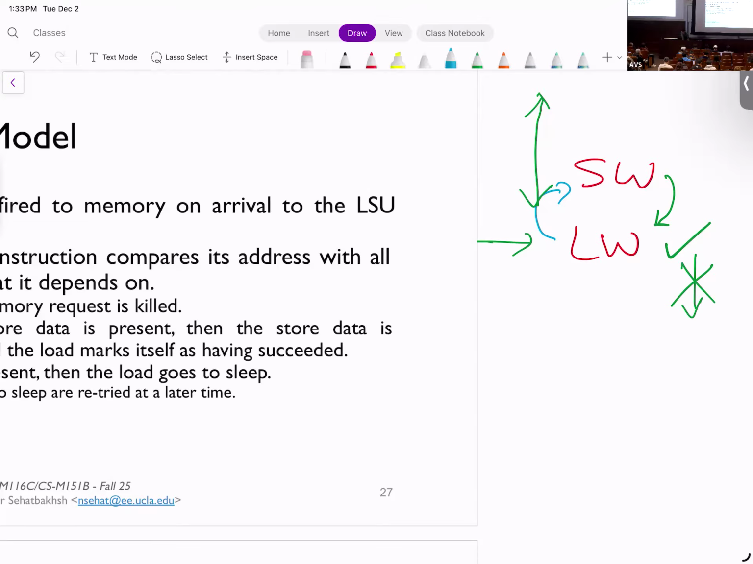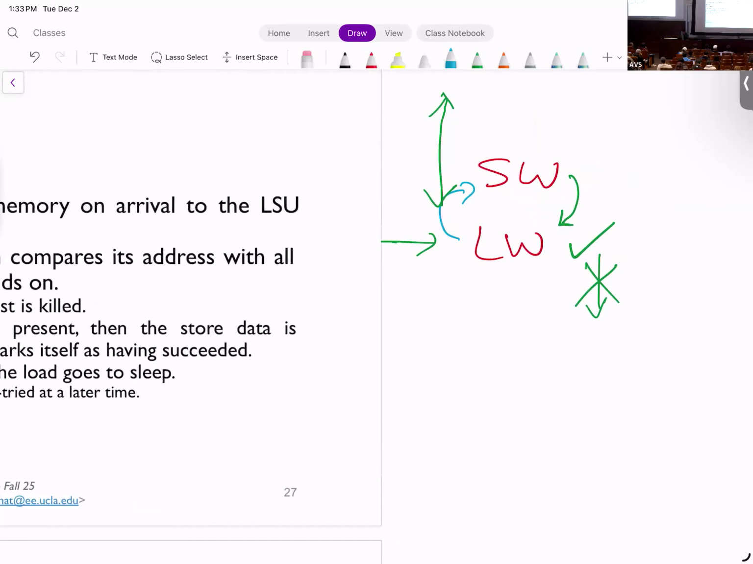Then the second thing that we're going to do is see if the value is actually available here. If it is available, we're going to forward it to this load, okay? And the load can continue. It doesn't need to go to the main memory. I have the value for you in the LSQ. You give that to the load.